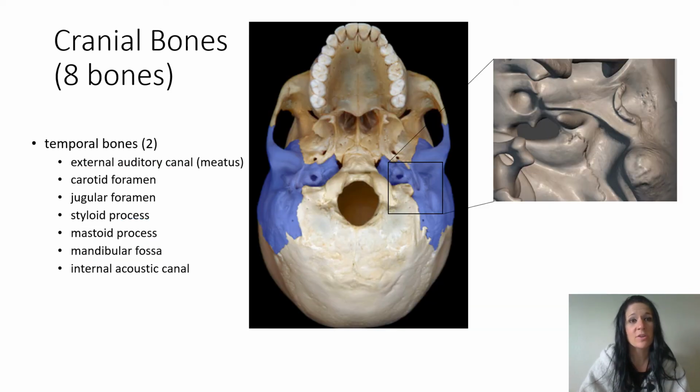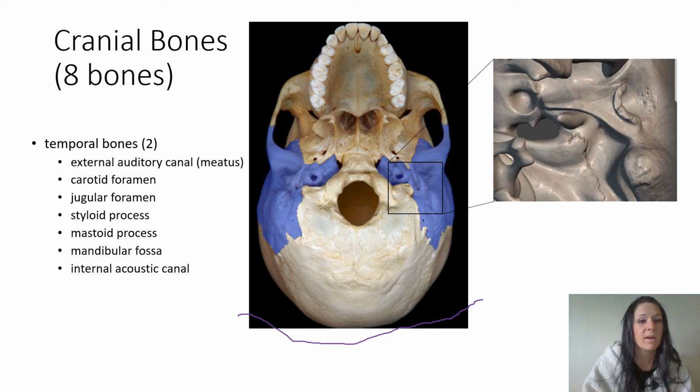There are three structures remaining on the temporal bone. So we have the carotid foramen, the jugular foramen, and the internal acoustic canal. Okay, so to see both the carotid foramen and the jugular foramen, we're going to look at an inferior view of the skull. Okay, so we're looking up from the bottom, just like this image is showing us. So again, it's got the temporal bone highlighted in blue, so we can sort of use that to look on your own skull and see what you're looking at.